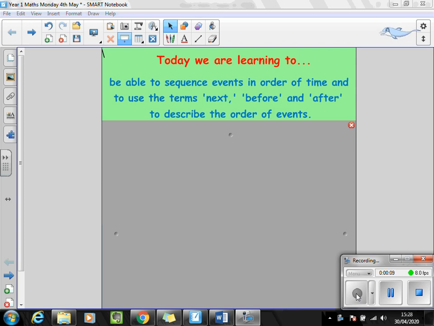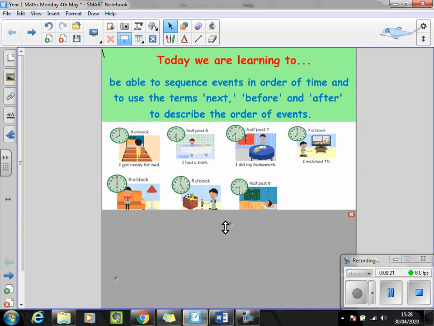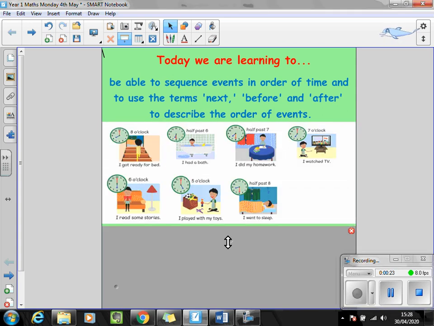Today, I would like you to be able to sequence events in order of time and to use the terms next, before, and after to describe the order of events that happen. Have a look at the picture below. You'll see on the screen there are lots of different events that Ravi completes when he gets home from school.